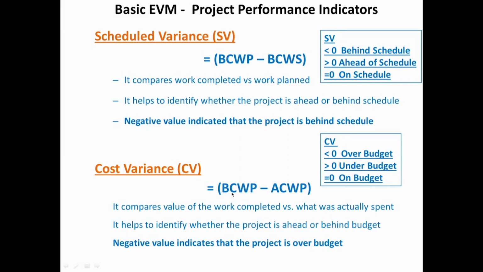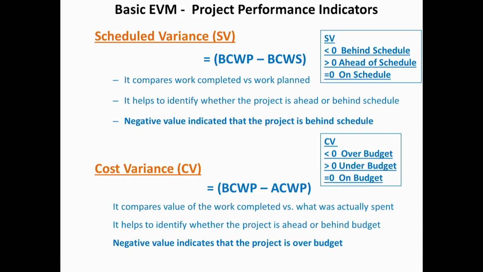Similarly, my cost variance is budgeted cost of work performed minus actual cost of work performed. So we had seen what is the value of work you actually did for the money you spent. This is what gives you cost variance. Again, less than 0, it's over budget; greater than 0, it's under budget; equal to 0, it's on budget.